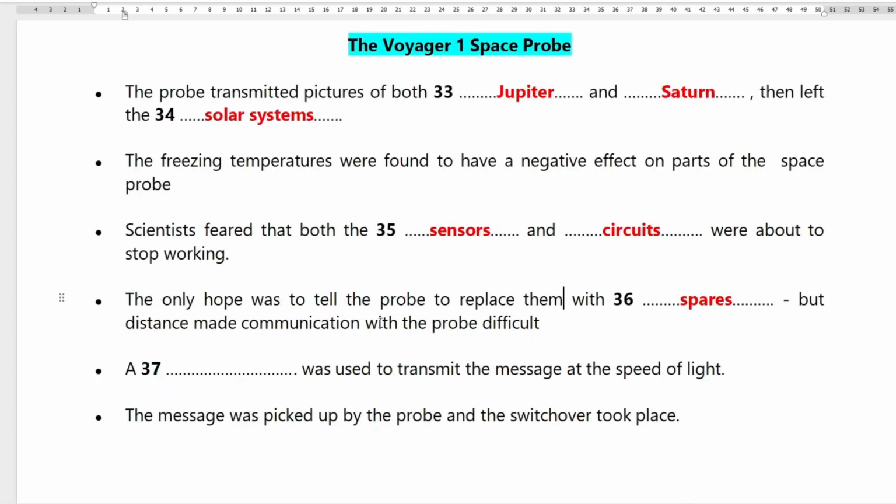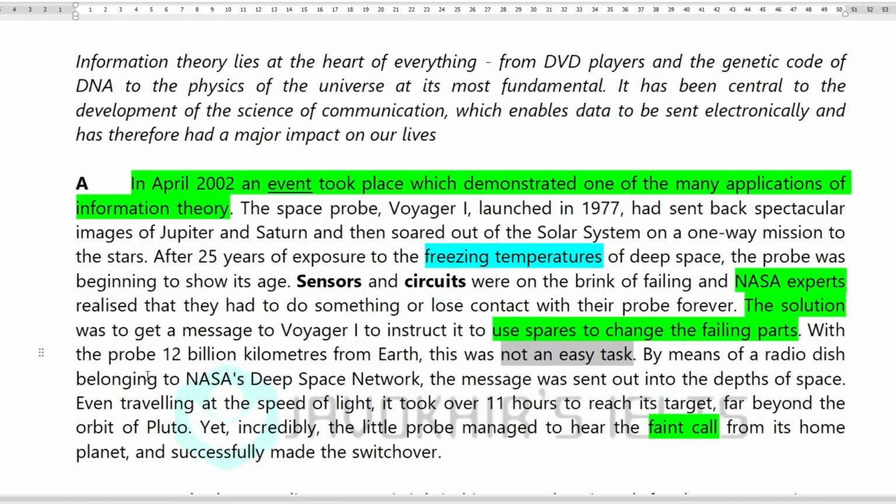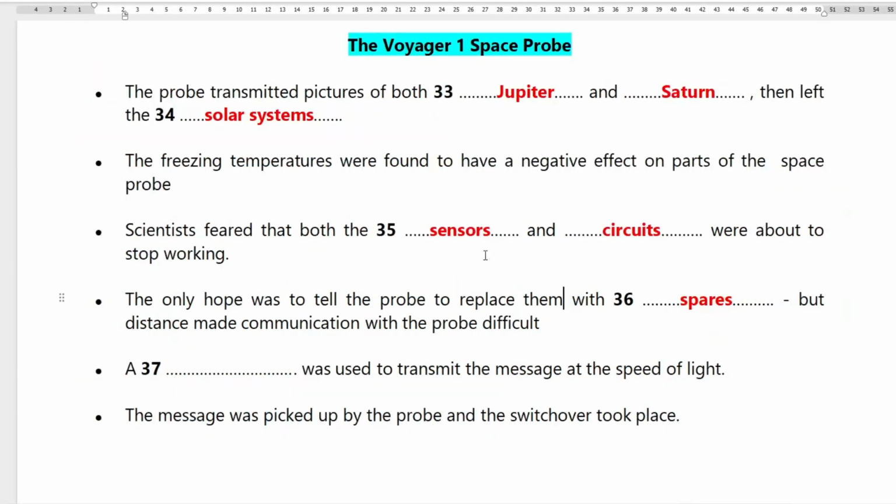A radio dish. There we go. A radio dish was used to transmit the message at the speed of light. So a radio dish belonging to NASA's Deep Space Network. The message was sent out into the depths of space, even traveling at the speed of light. So yeah, we have radio dish. We're going to take that.